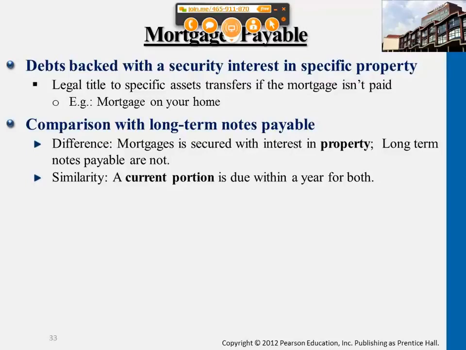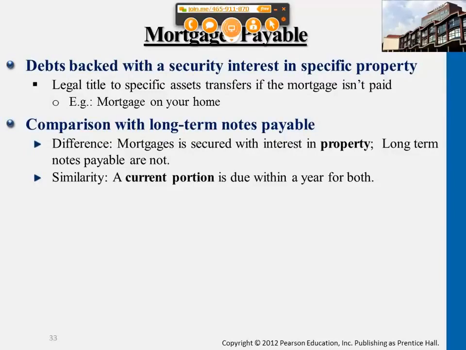Okay, if my company purchased a building and land together, a group purchase, and signed a mortgage payable, I would pay incremental amounts, little by little, of principal and interest every single month. But if there's one month that I'm not able to pay the money, and it passes the grace period, then the other party has the right to transfer the title of my building and land to them. Okay, so it's backed up by assets.